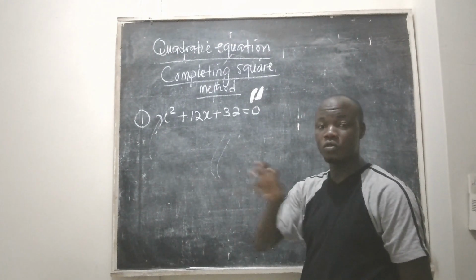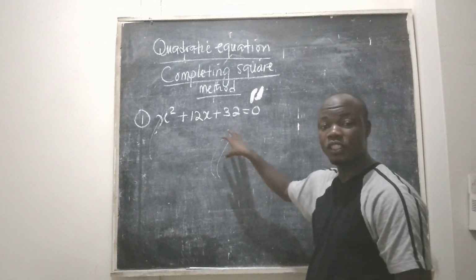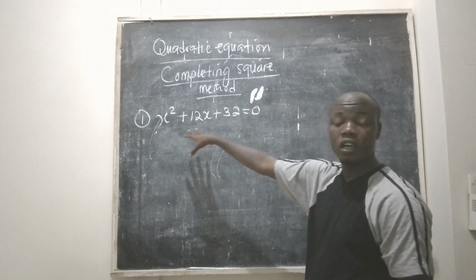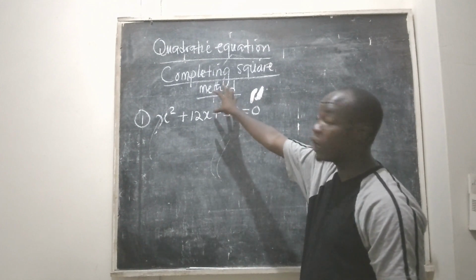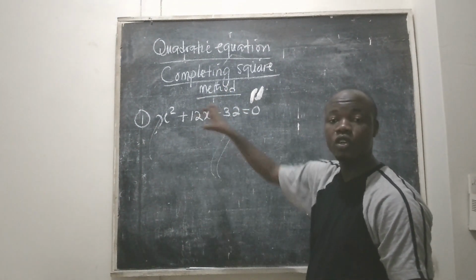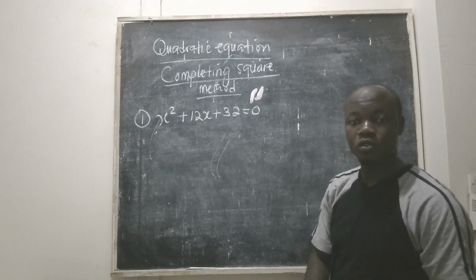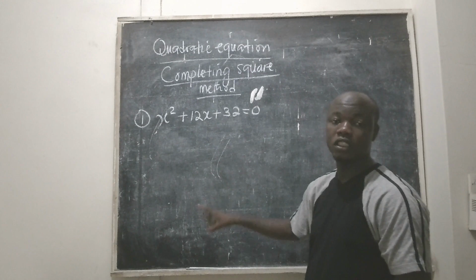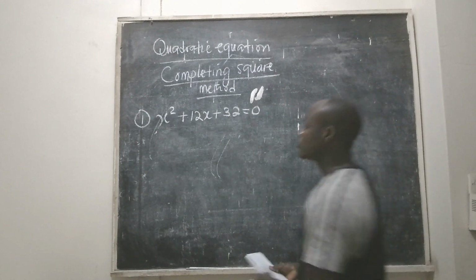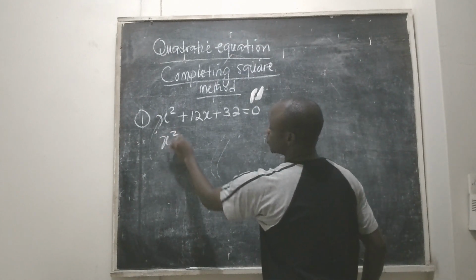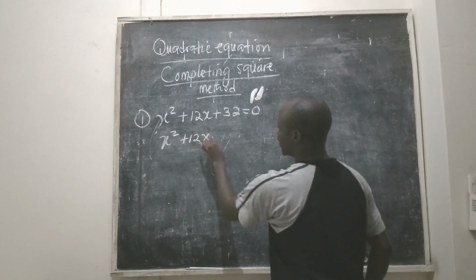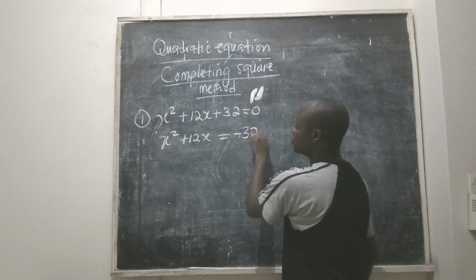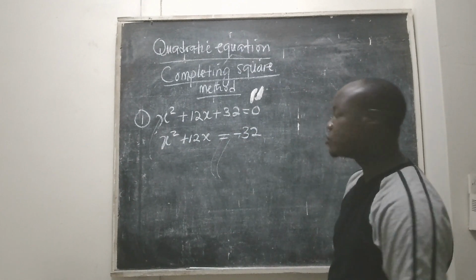So the first thing that we are going to do is take the constant and transfer it to the other side. Whenever you have an equation that we are going to solve by completing the square, the first thing to do is to transfer the constant to the other side. So therefore now we have x squared plus 12x is equal to minus 32. That is the first thing that we are going to do.